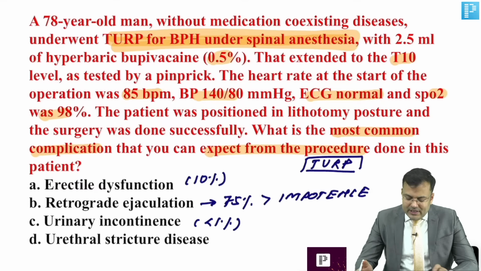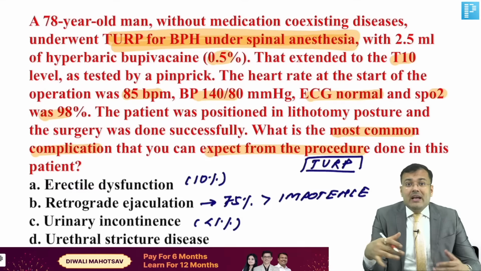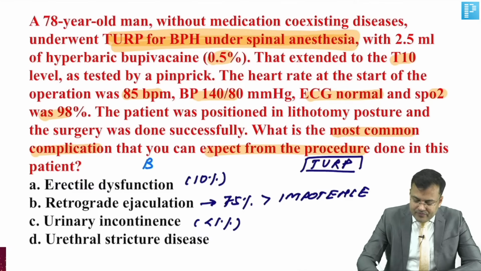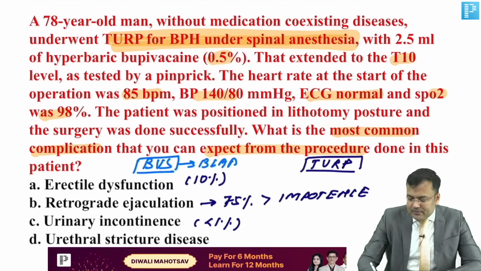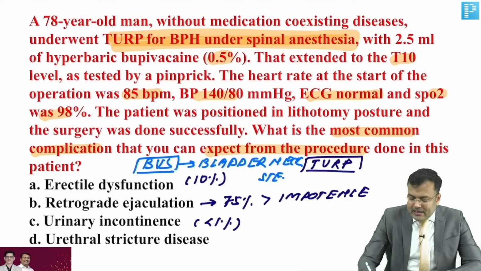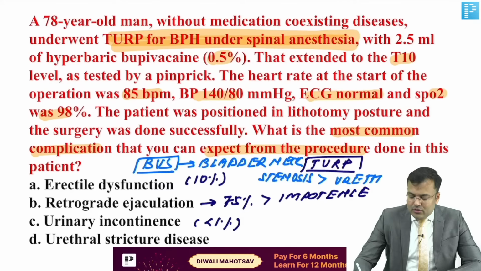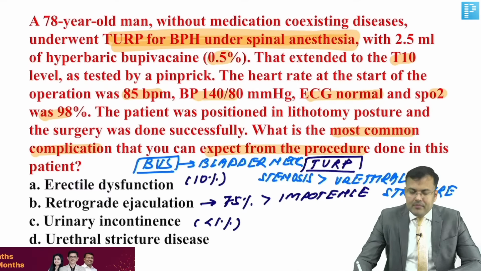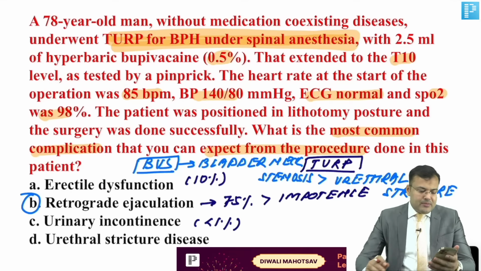Followed by impotence, followed by incontinence. And once this was asked long back in All India: what is the most common late complication of TURP? How to remember, the mnemonic is BUS. BUS means bladder neck stenosis, followed by urethral stricture. So, what is the correct answer here? Correct answer is option B, retrograde ejaculation.